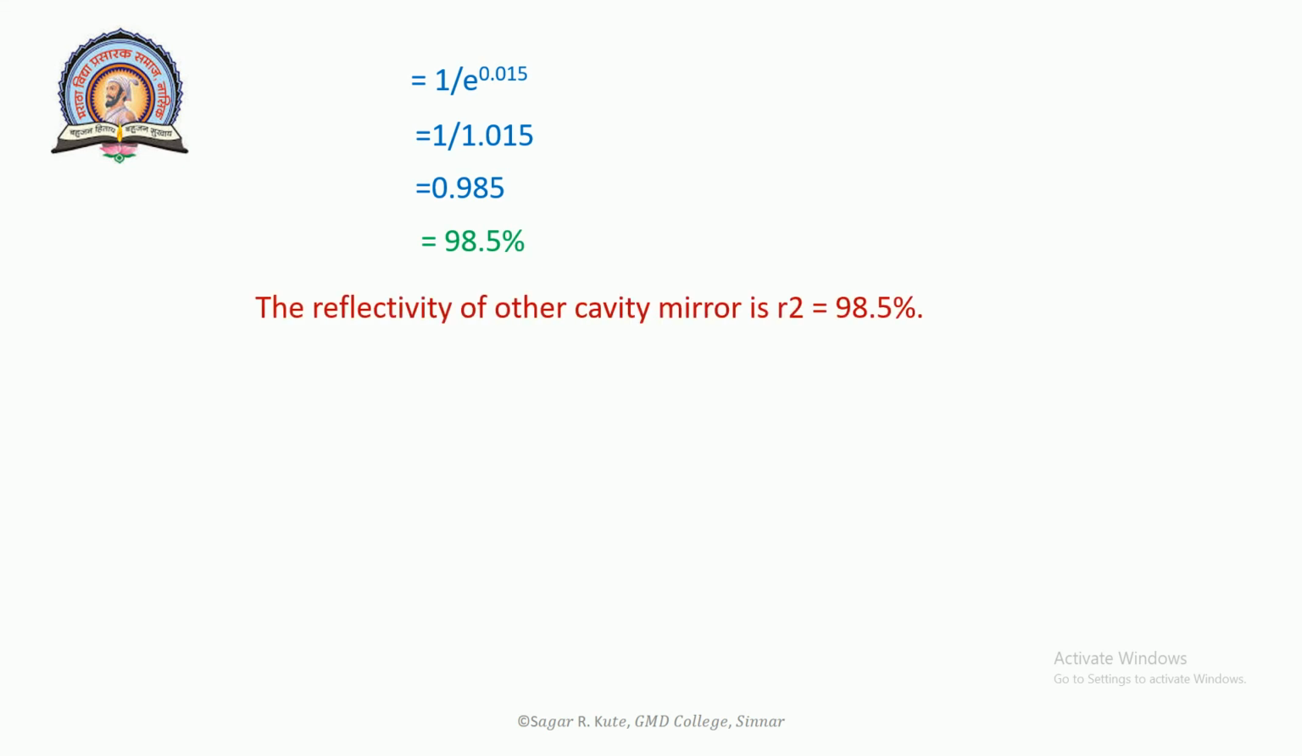Put this value in this equation, 1 upon 1 into e raised to 2 into 15 into 0.0005, that is 1 upon e raised to 0.015. Solving this, 1 upon 1.015, that is 0.985, that is 98.5%. The reflectivity of other cavity mirror R2 is 98.5%. Now next numerical.